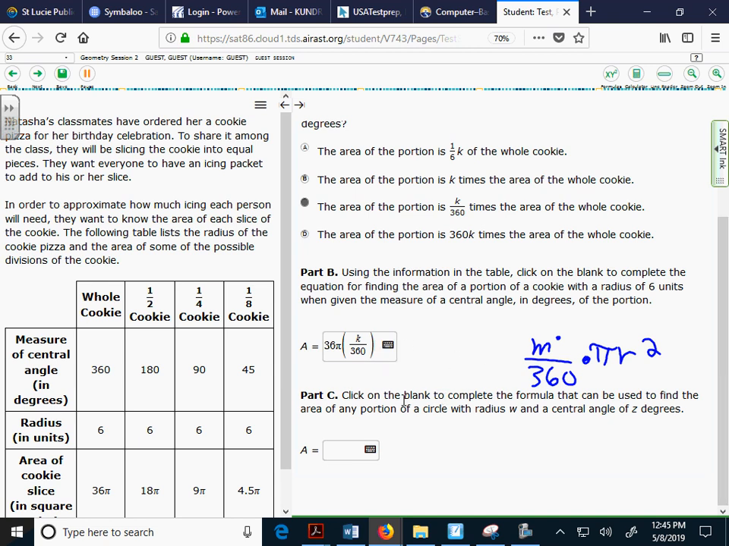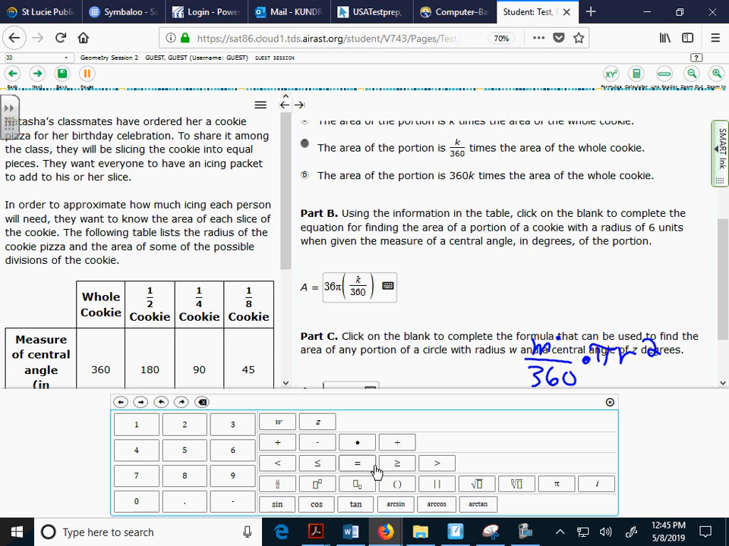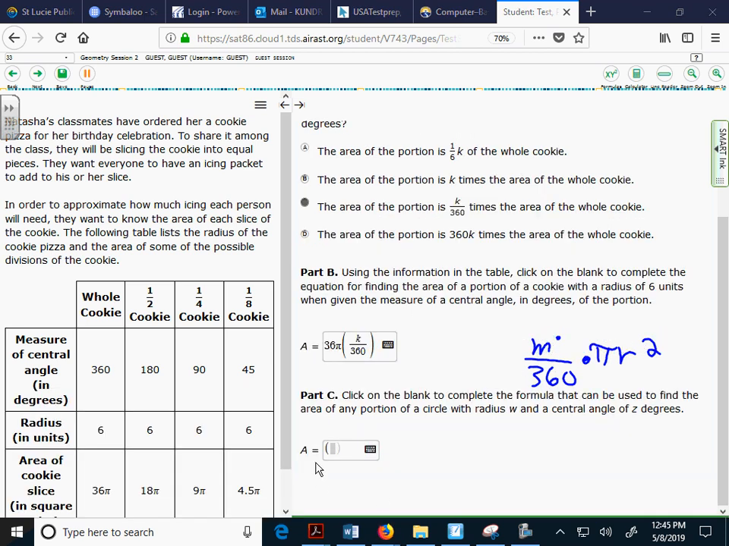Moving on. Click on the blank to complete the formula that can be used to find the area of any portion of a circle with radius W and central angle of Z degrees. Whatever, this is how we like it. So where I see R, I'm going to put W, and where I see central angle, I'm going to put Z. That's it. So, real quick, for M, we're going to put Z divided by 360, close parentheses.